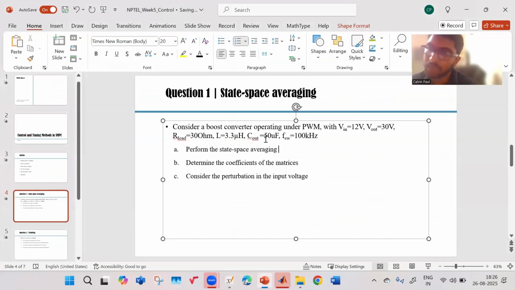So we will consider a boost converter. Input is 12 volt, output is 30 volt, R load is 30 ohm. This is the inductance, this is the output capacitance, the switching frequency is 100 kilohertz. So what we have to do is perform state space averaging. Okay, so let us do it.